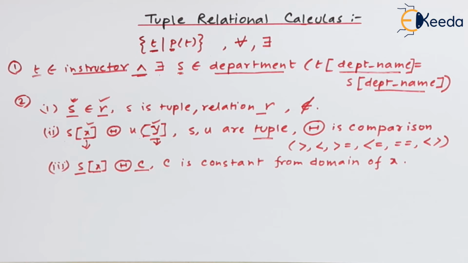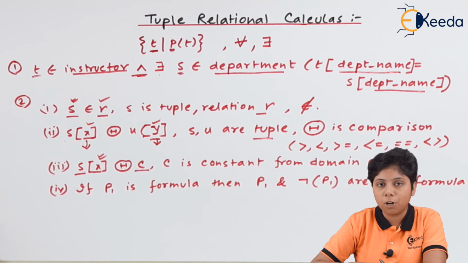Say Sx is the salary of a particular instructor and C is a constant of a particular name. We cannot compare John to 15,000, 25,000, 35,000 and so on. So C should always belong to the domain of attribute X that we are checking of the particular tuple S. Now we need to look at this one.